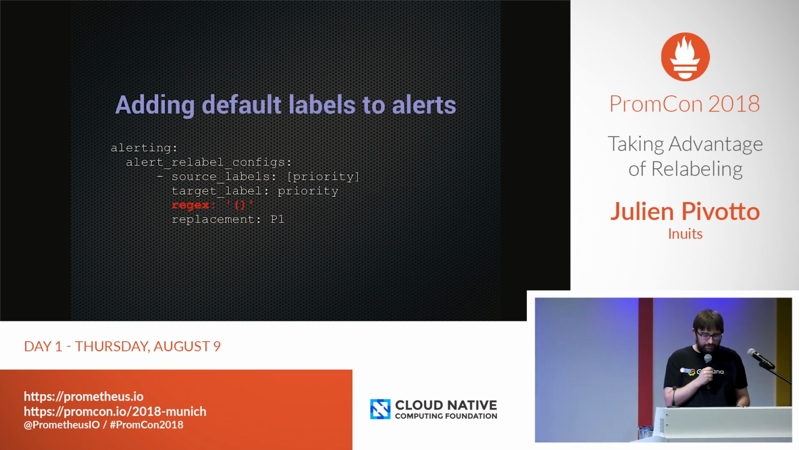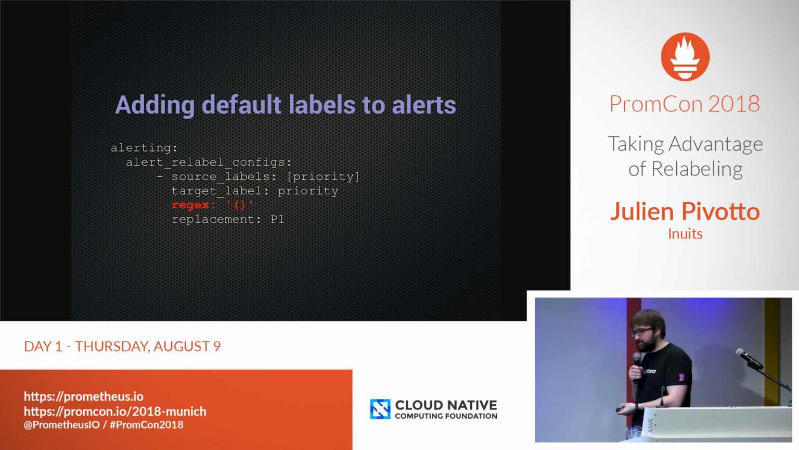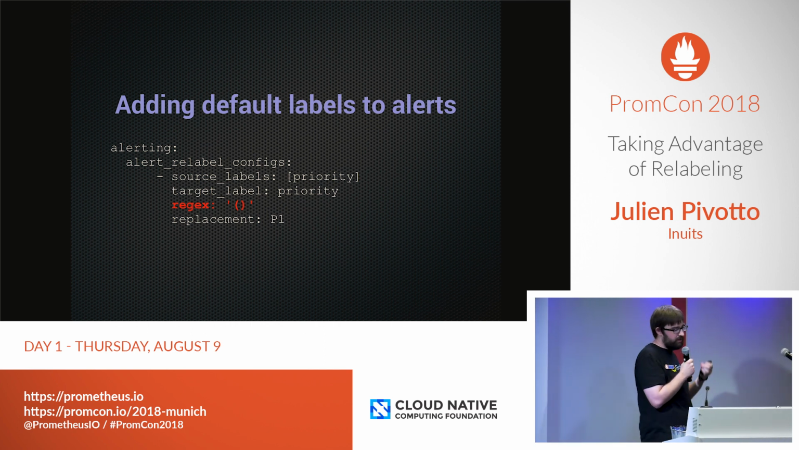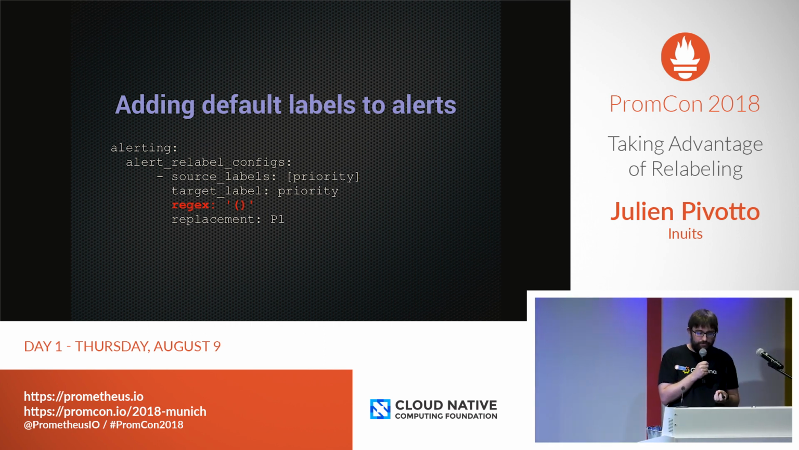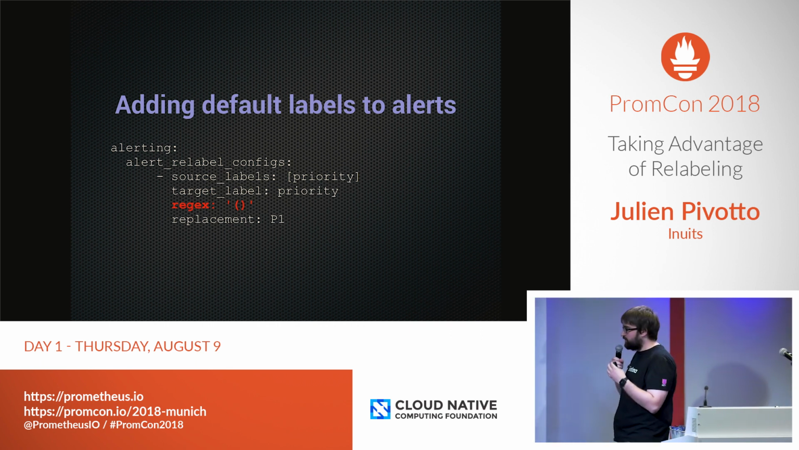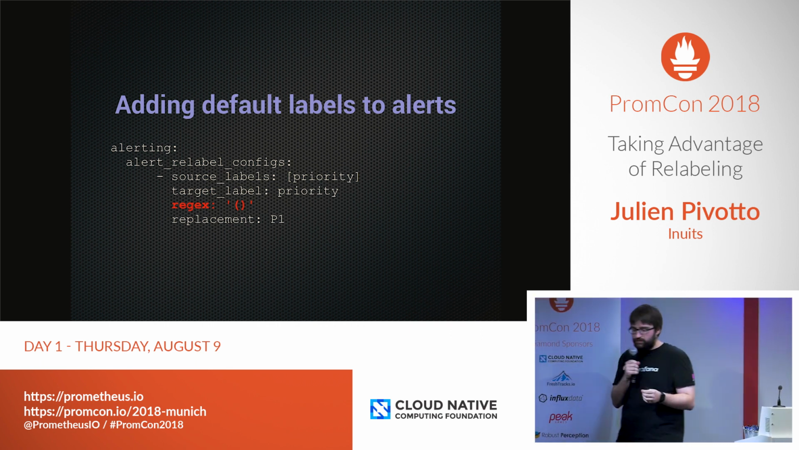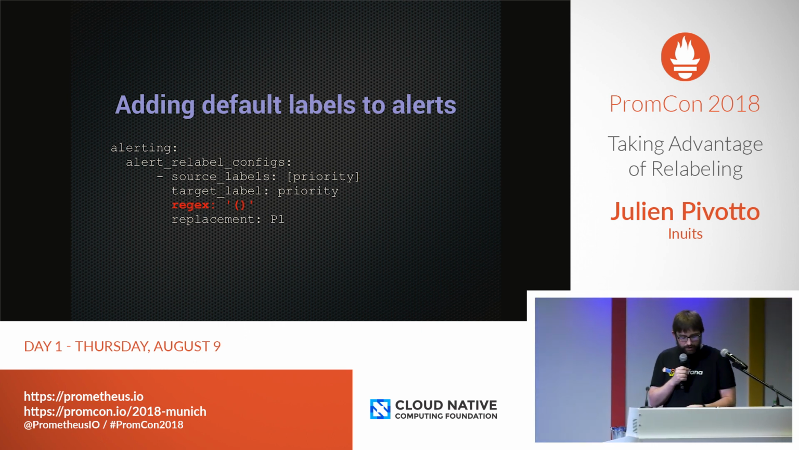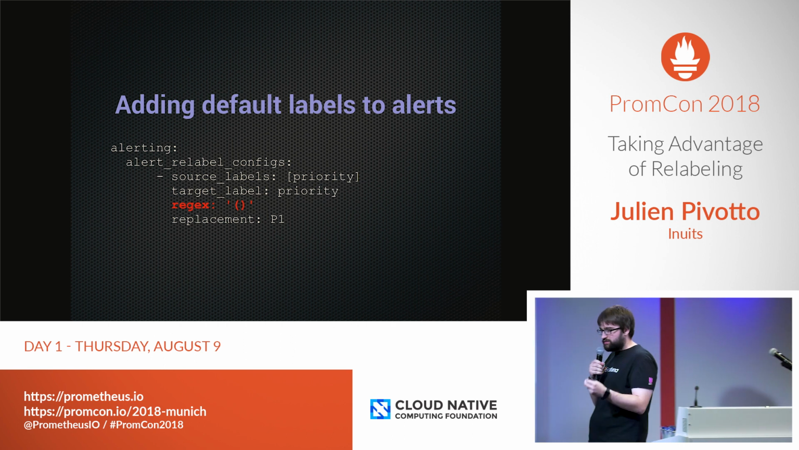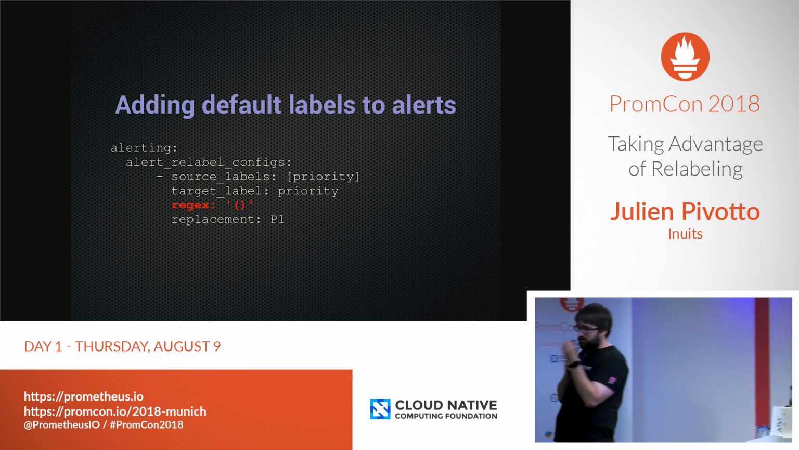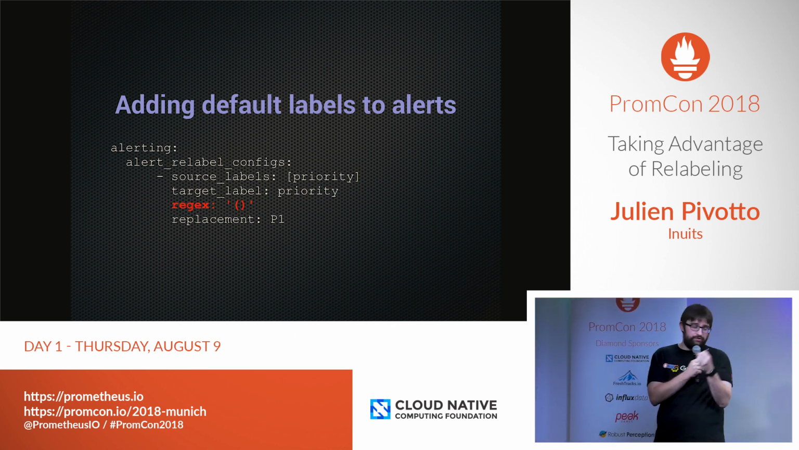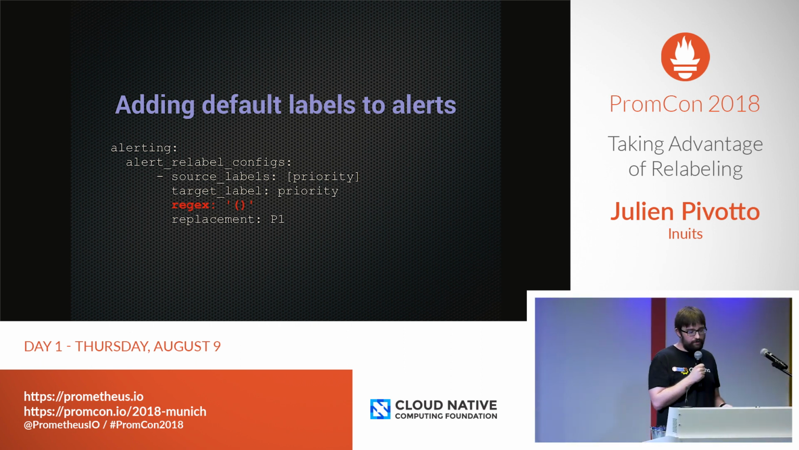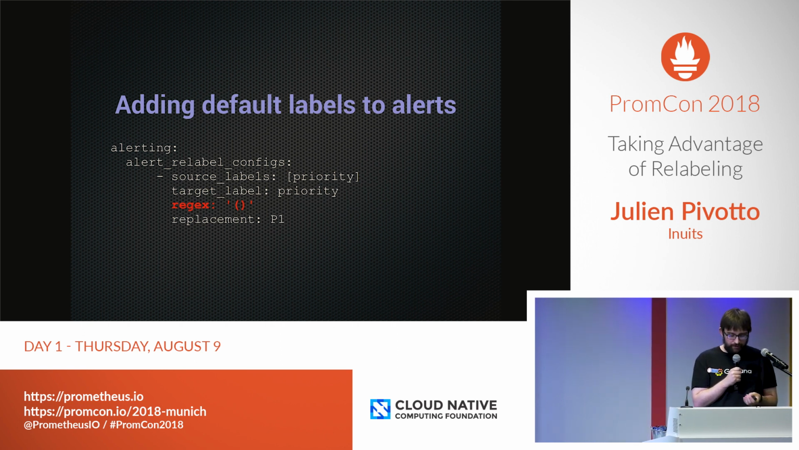What you can also do is add a default label to your alerts. That was a tricky one because you cannot, by default, add an empty regex to your alert. So what we have done is put parentheses between single quotes, and then what you have at the end is a default value, which is P1. So if we have an alert that is sent to the alert manager that doesn't have a priority label, then we automatically add a priority. You can do that with all kinds of alerts that you might want.